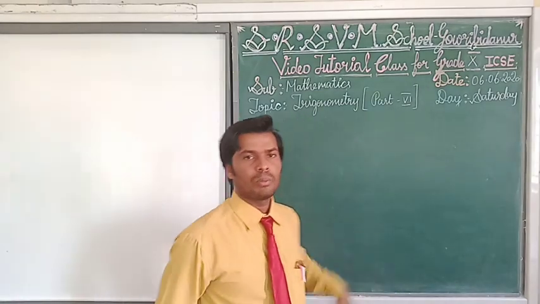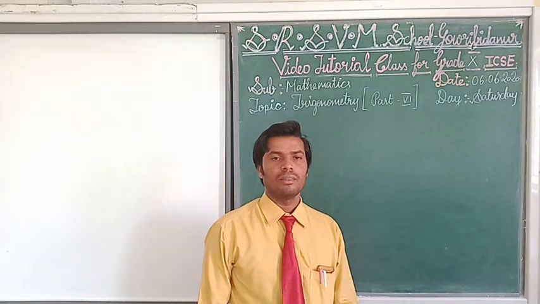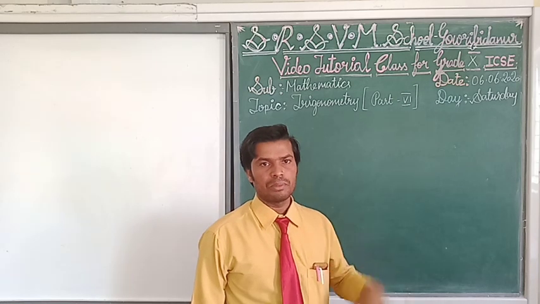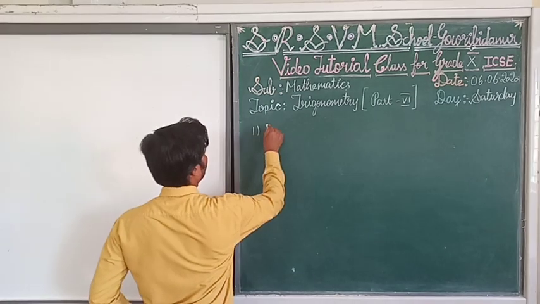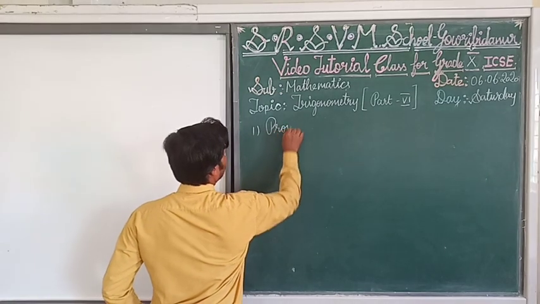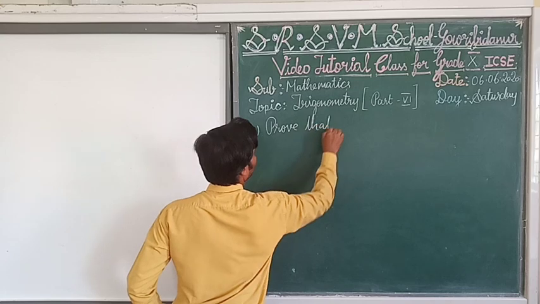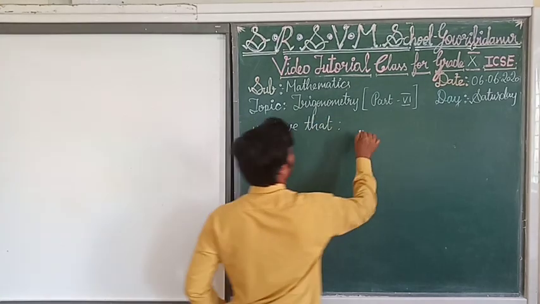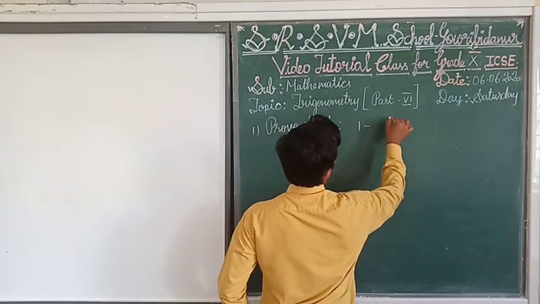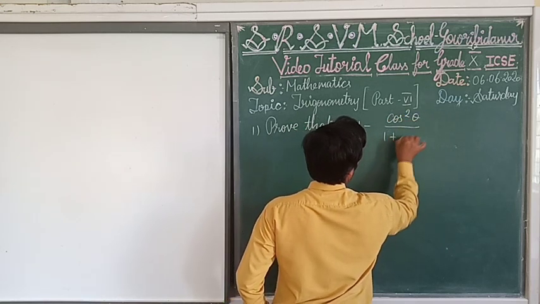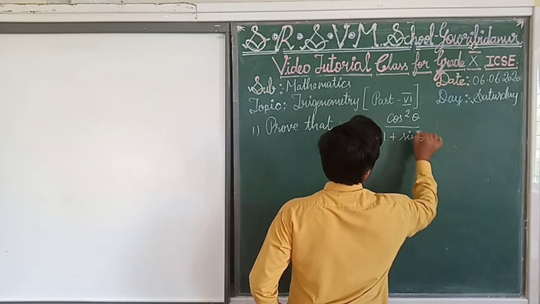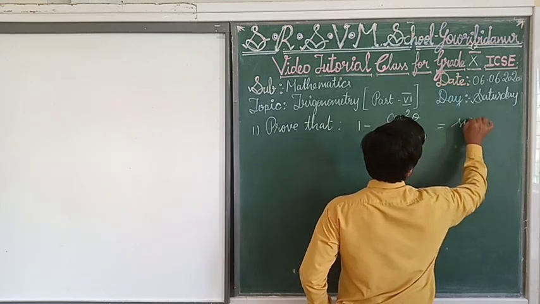Today you are going to learn about trigonometry continuation only. We have already seen many sums, and this is the continuation of that. Today, first sum: prove that (1 minus cos square theta) divided by (1 plus sin theta) is equal to sin theta.